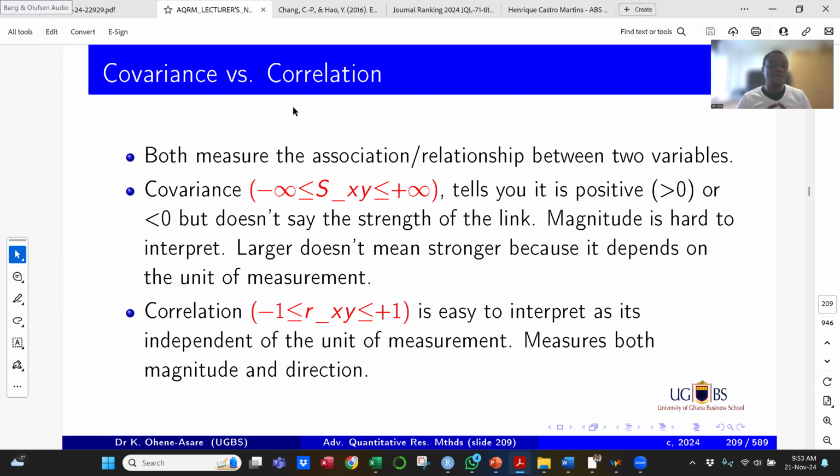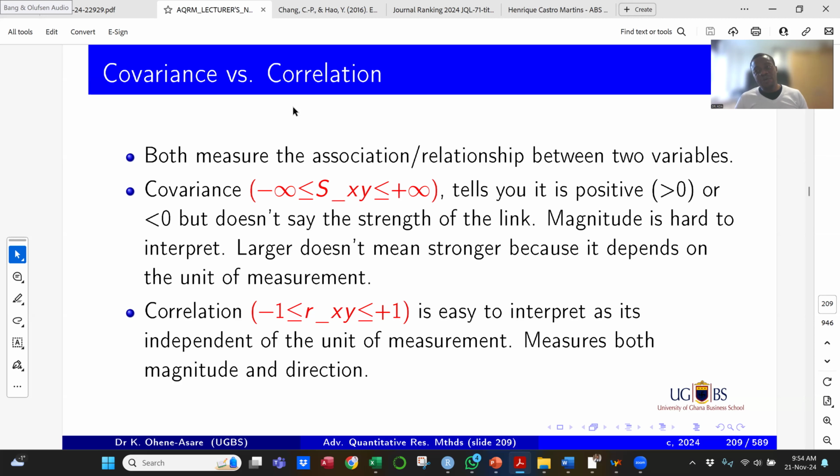What is the problem with covariance? The problem with covariance is that, of course, a positive value will indicate that there's a positive relationship. A negative value will indicate that it's a negative relationship. It tells you that it's positive or negative, but it doesn't tell you the strength of the relationship. It's very hard to explain the magnitude of the relationship. For example, if you have a larger value, it doesn't mean that the relationship is stronger.